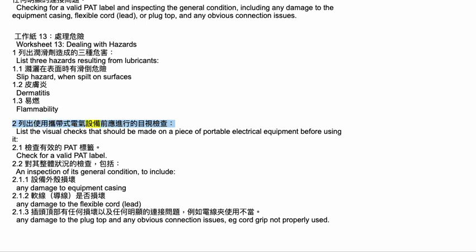2. List the visual checks that should be made on a piece of portable electrical equipment before using it. 2.1 Check for a valid PAT label. 2.2 An inspection of its general condition, to include any damage to equipment casing, any damage to the flexible cord, lead, any damage to the plug top and any obvious connection issues, e.g. cord grip not properly used.